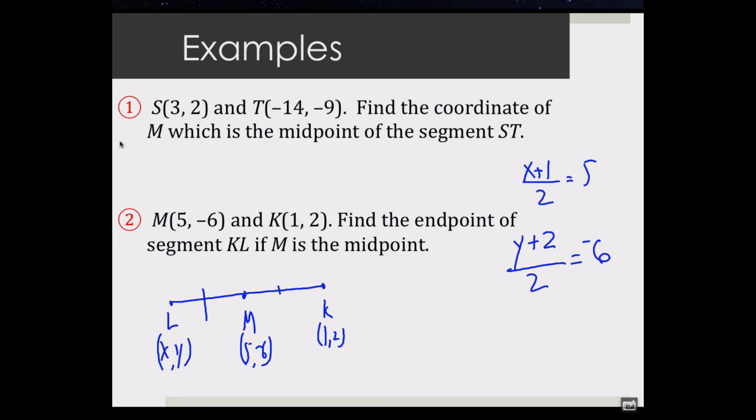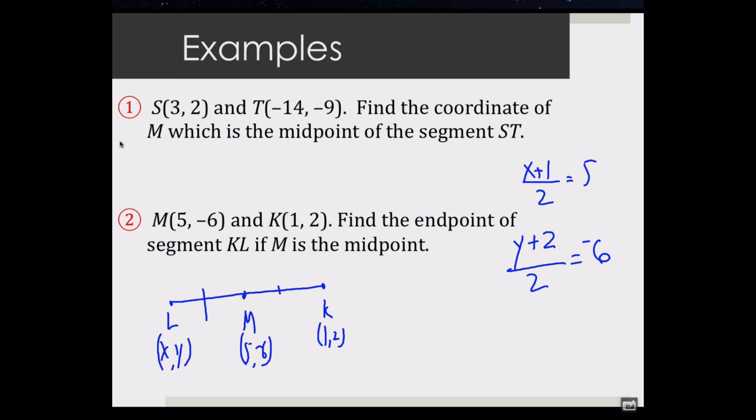Paul? Shouldn't K be behind M since it's 1 and 5? Shouldn't what? On the line. Oh, I don't care, I'm just doing that. I see what you're saying. If it were on a coordinate plane, yeah, they wouldn't be located there. I just need that as a reference.